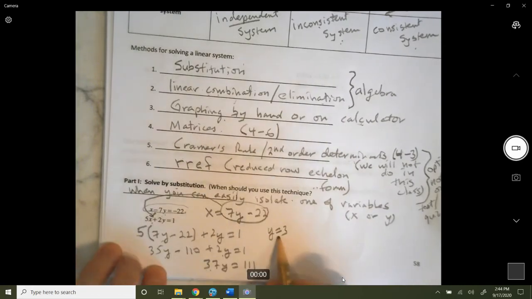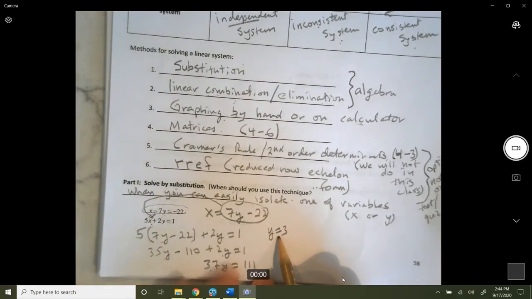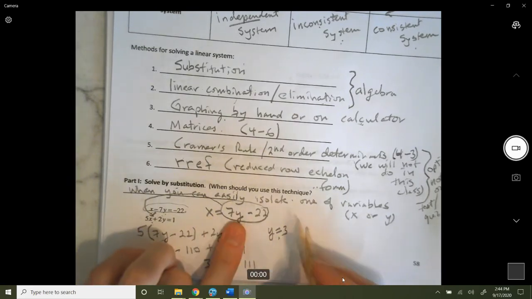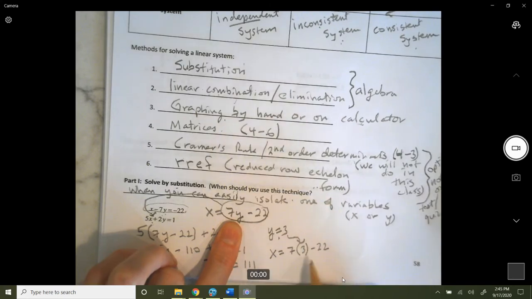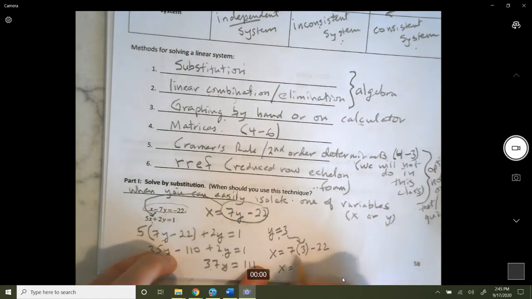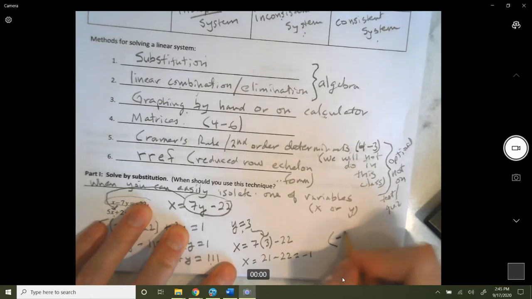Okay, so now we've got the y. We can substitute back into the first or the second equation. I'm actually going to substitute it in right here because we already got the x by itself, x is equal to 7 times y minus 22. Notice I substituted the y with a 3. So x is equal to 21 minus 22, or negative 1, and your solution to this system is negative 1 comma 3.